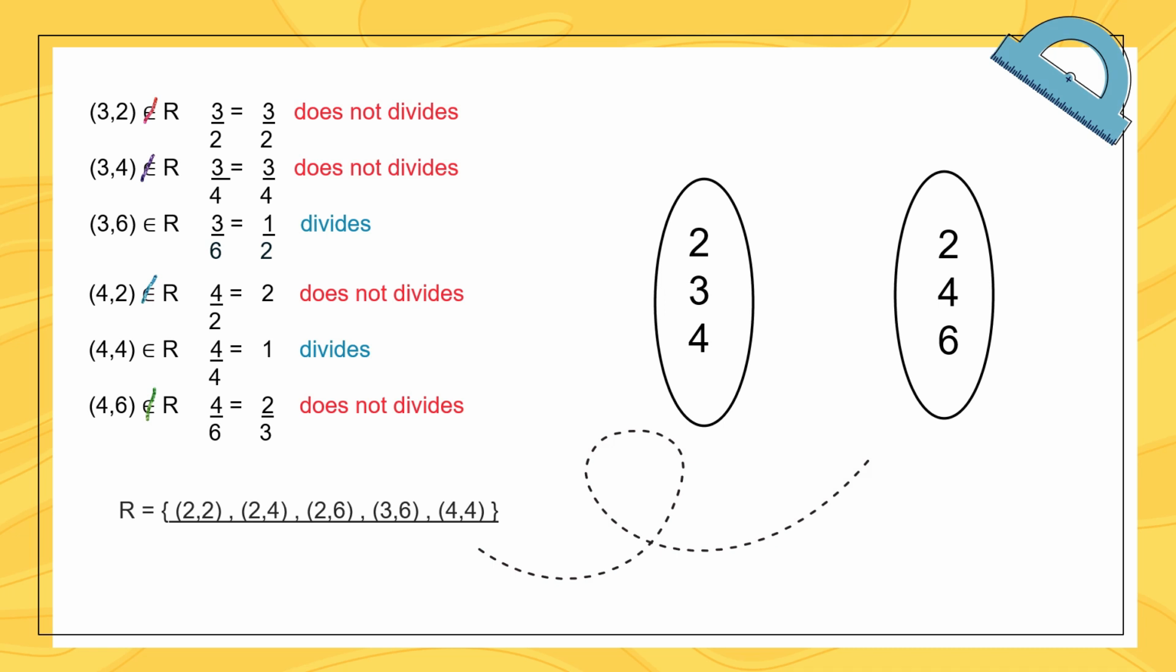We have here a diagram. We have here the sets A and B. In A, we have 2, 3, 4, and in B, we have 2, 4, 6. The relation here is x divides y.